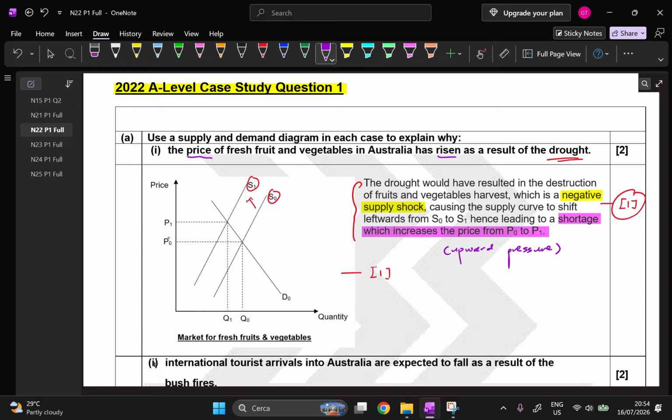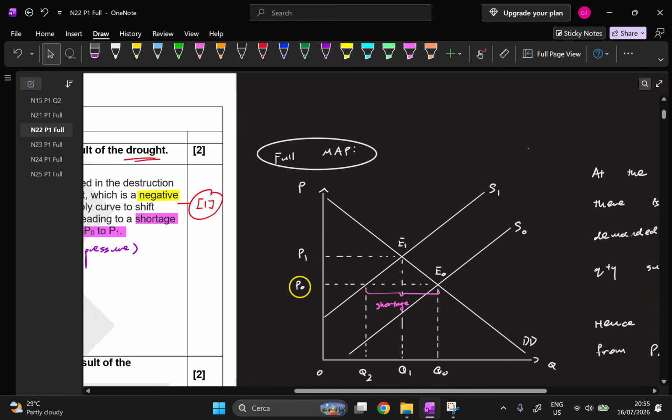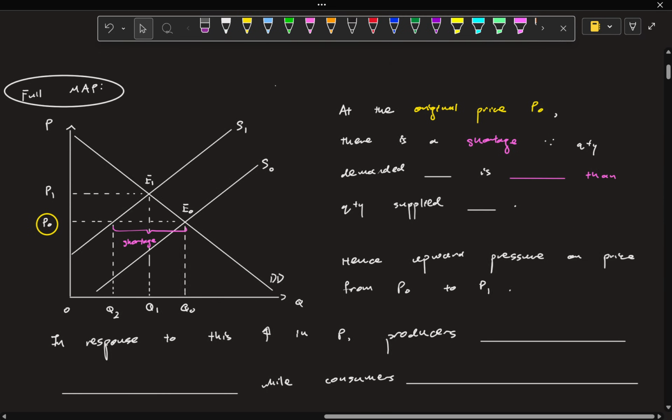So in order for price to increase from P0 to P1, I need to talk about a shortage. Because ultimately price will not anyhow increase or decrease. You need to have a shortage to put an upward pressure on price, or you need to have a surplus to put a downward pressure on price. If this was not a 2-mark question, if this was an essay question or even a 4-mark question, we can go through the full market adjustment process for this.